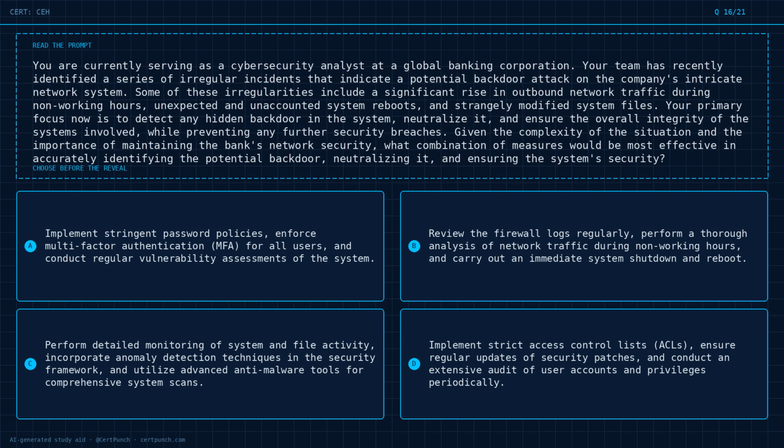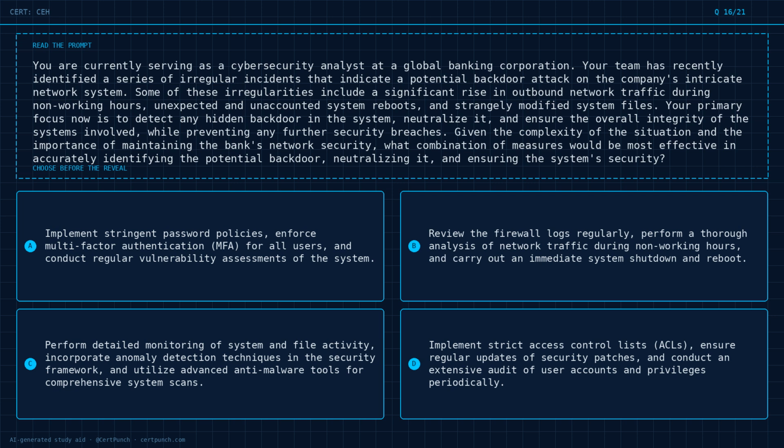Given the complexity of the situation and the importance of maintaining the bank's network security, what combination of measures would be most effective in accurately identifying the potential backdoor, neutralizing it, and ensuring the system's security? Option A. Implement stringent password policies, enforce multi-factor authentication, MFA, for all users, and conduct regular vulnerability assessments of the system. Option B. Review the firewall logs regularly, perform a thorough analysis of network traffic during non-working hours, and carry out an immediate system shutdown and reboot.